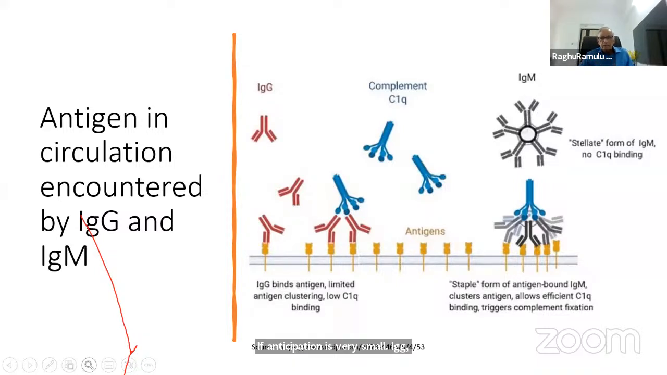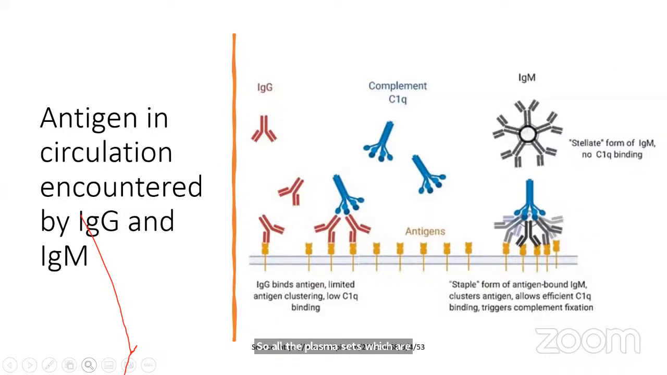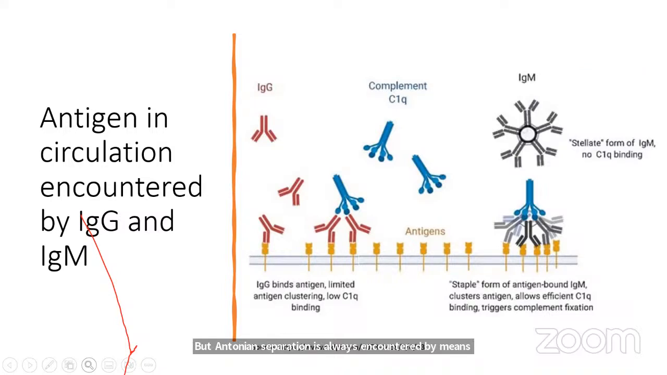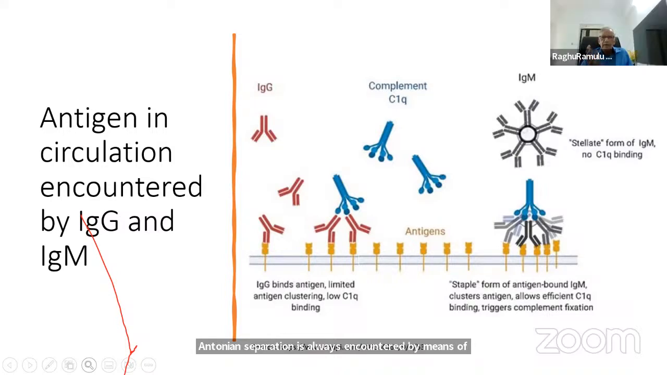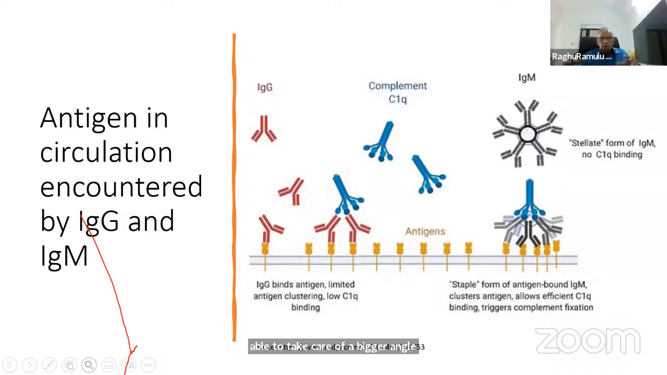So all the plasma cells which are in circulation are triggered by several manifestations, several chemical reactions. But antigen in circulation is always encountered by means of IgG and IgM. The smaller the antigen, IgG will try to encounter. The bigger the size, IgM will encounter, because the quantity of IgM is also less. IgG is in large proportion, 80%, whereas IgM is in very low concentration, and it will be able to take care of bigger antigens. This is how the entire scenario occurs in our body as far as antigen antibody reactions are concerned.